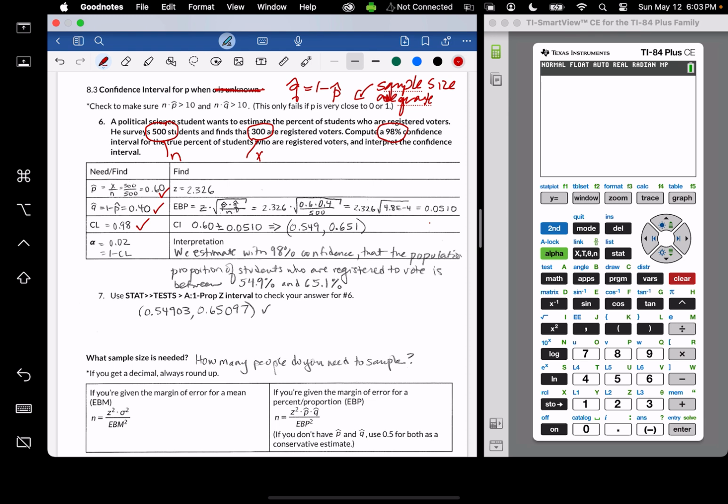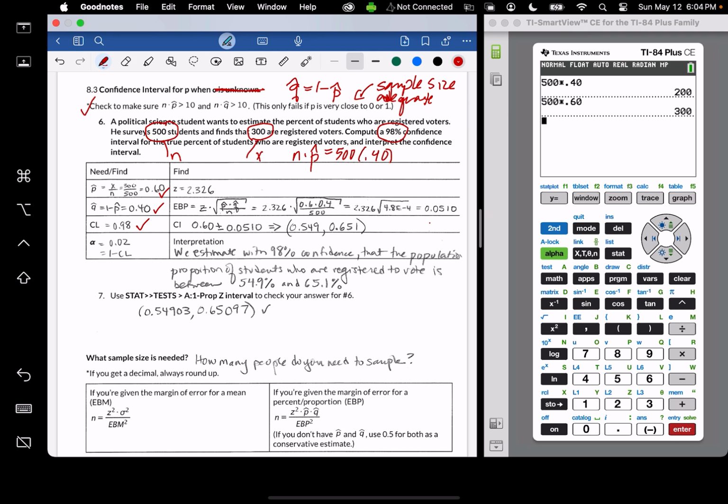What is n times P hat? So that would be 500 times 0.40, 200. Is that bigger than 10? Sure. What about 500 times 0.60? Because that's Q hat. Yeah, so this condition is met. There's no problem with that. Our sample size is totally adequate.